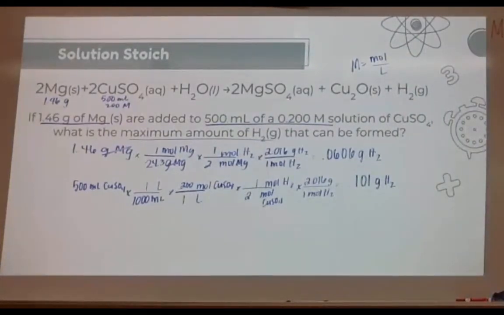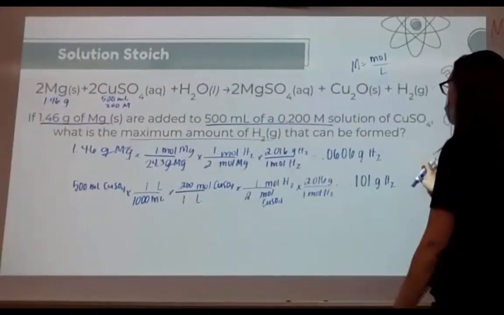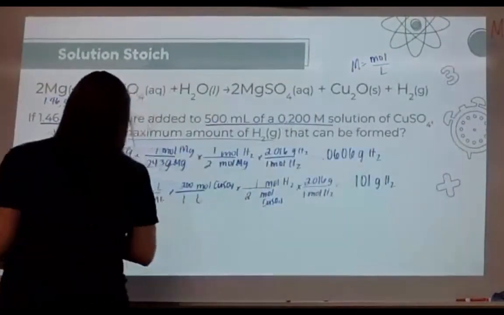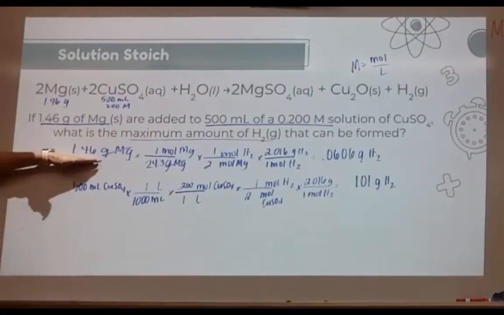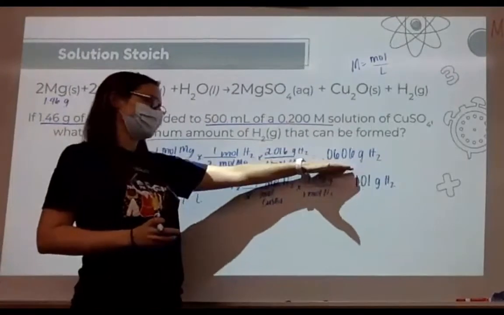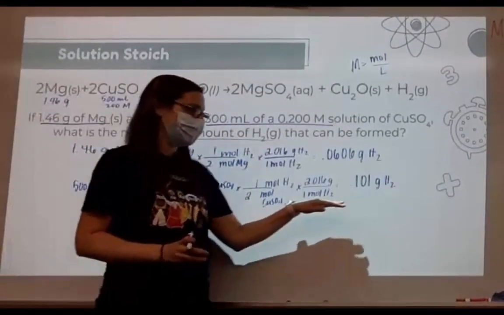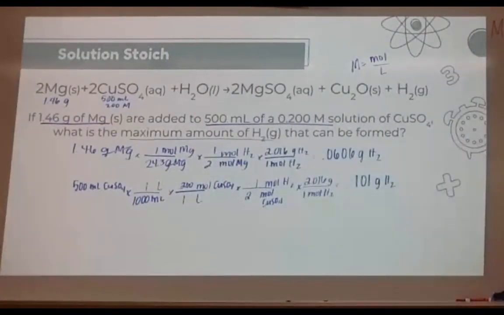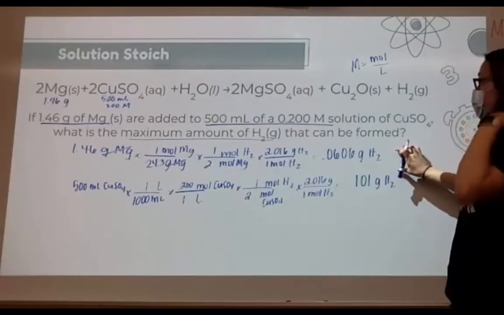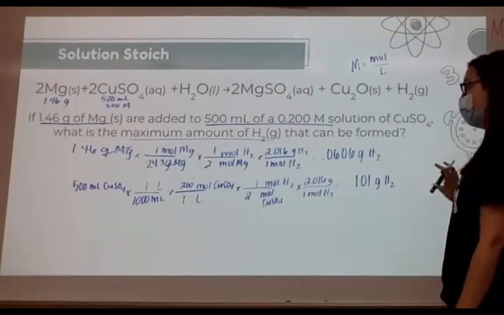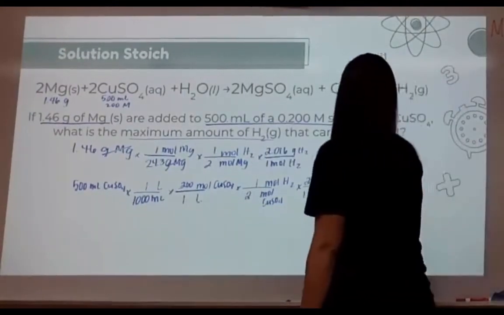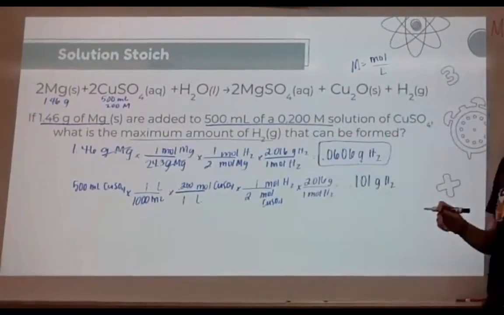What we just determined, and if you left this out to 4 sig figs that's fine, is first, if all of the magnesium was used, here's how much hydrogen we would make. Then we said, if all of this 500 milliliters of 0.2 molar solution was used, here's how much hydrogen we'd make. The limiting reactant is the one that makes the least amount of product because it runs out first. So which is limiting, magnesium or CuSO4? Magnesium, which means there's our answer.